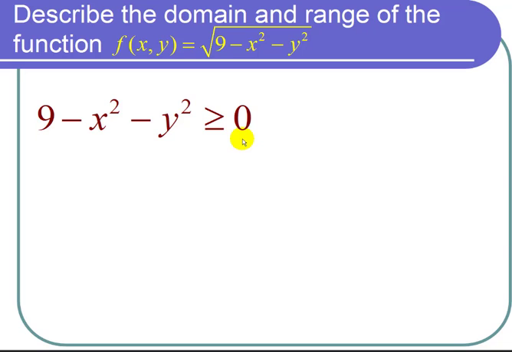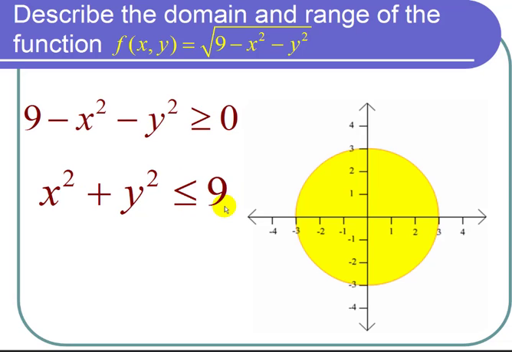Now let's add x squared plus y squared to both sides, and I get x squared plus y squared is less than or equal to 9. Well, this is just a disk of radius 3 centered at the origin. It's a disk because we have this less than or equal to, and the equal part tells us that we include the outer circle. So I sketch a picture. It's a circle of radius 3 centered at the origin, including the outer circle.